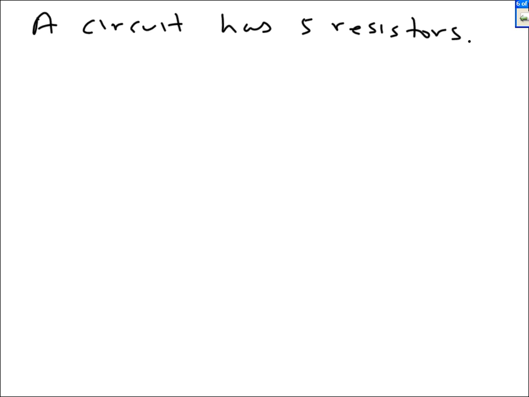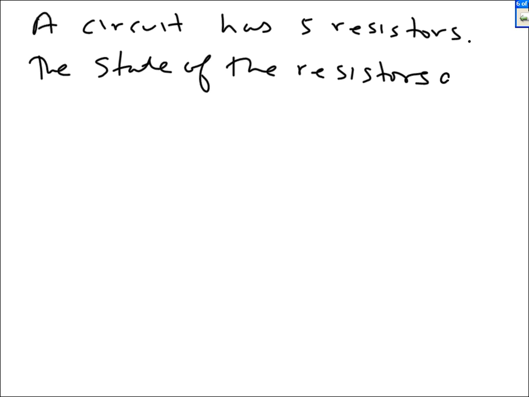The state of the resistors, the state being good or bad, defective or non-defective, that is working, is independent. If the first one goes bad, it doesn't affect the chances of the second one going bad. Let's work with that premise. The states of the resistors are independent of each other, and the state being it works or it doesn't work.